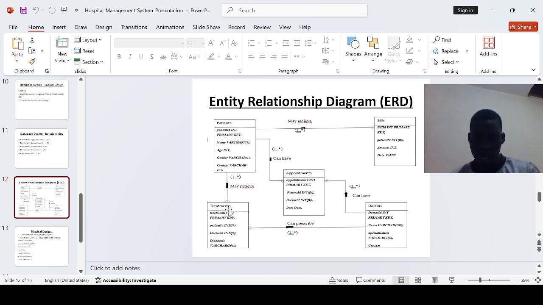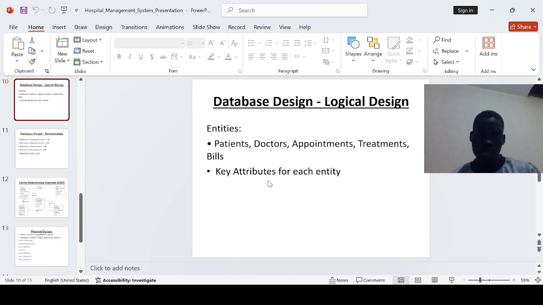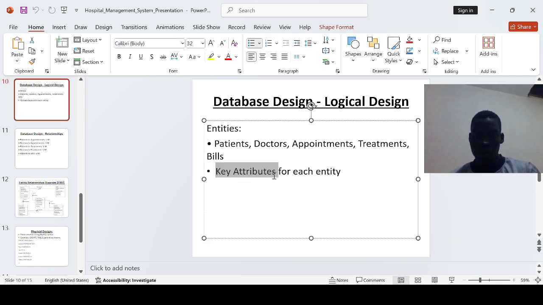When we come to treatment, treatment ID is the primary key, whereas patient ID and doctor ID are all foreign keys. When you come to appointment, just the same. Appointment ID becomes the primary key, whereas patient ID and doctor ID are all foreign. The same applies to bills, these are the attributes. And also for doctors, those are the attributes. So those are the key attributes of each of these entities, please.